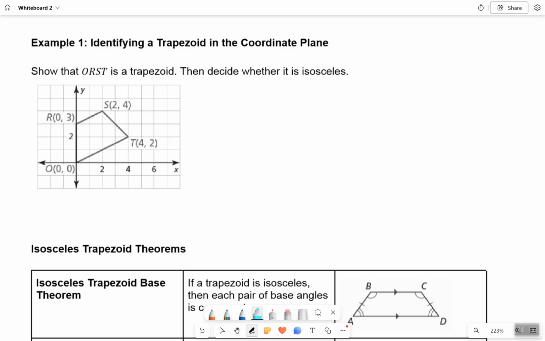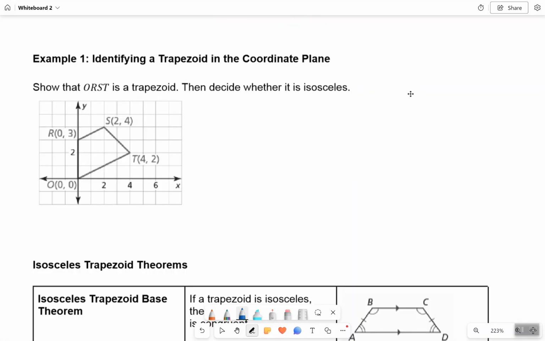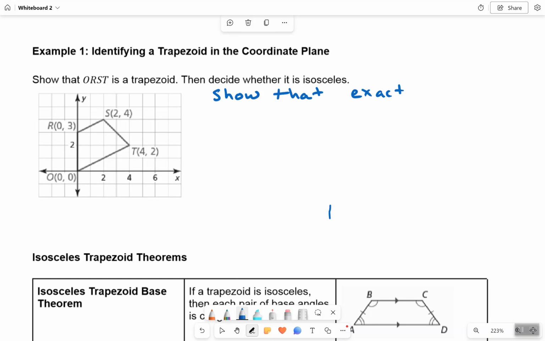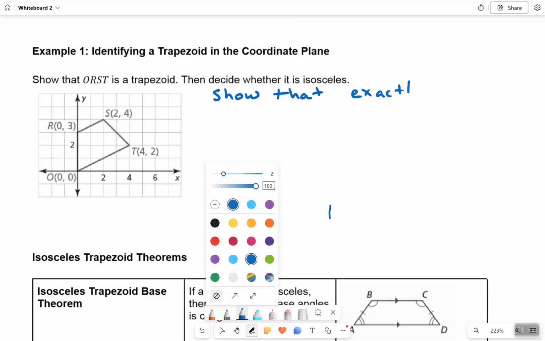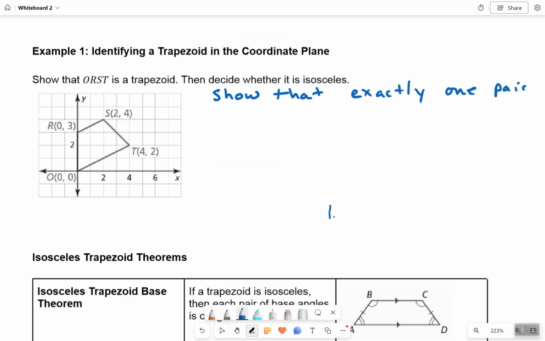Okay. All right, kids, how many pairs of parallel sides does a trapezoid have? Okay. If something's a trapezoid, we have to show, and I'm going to write this down right here, if something's a trapezoid, you have to show that exactly one pair of sides is parallel.